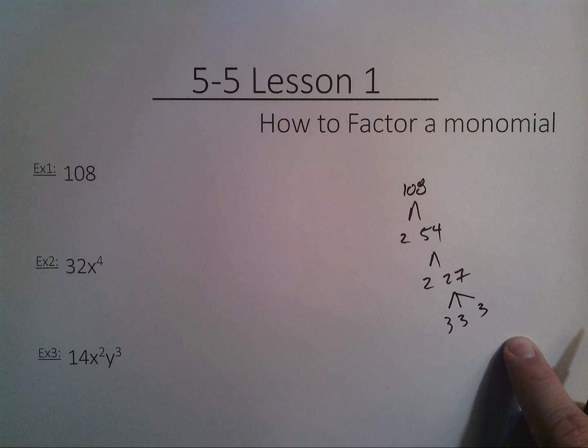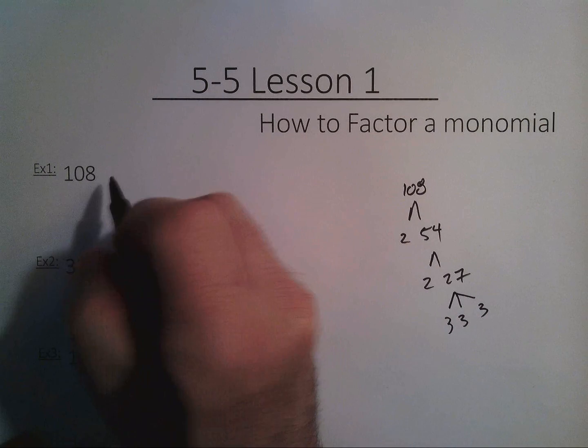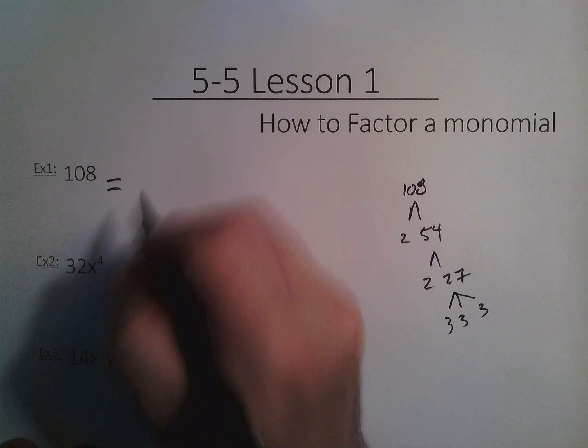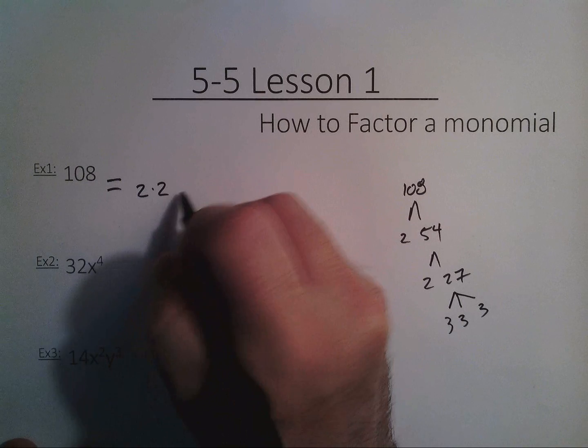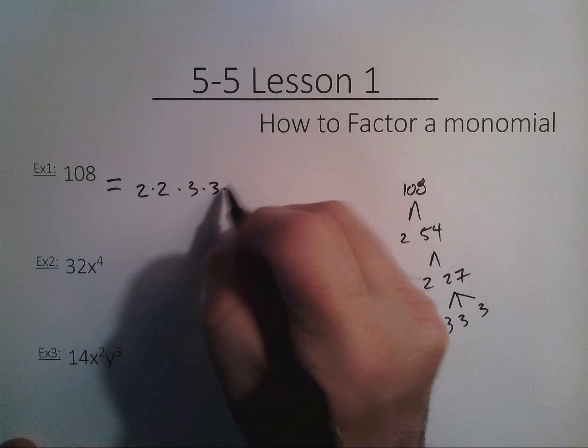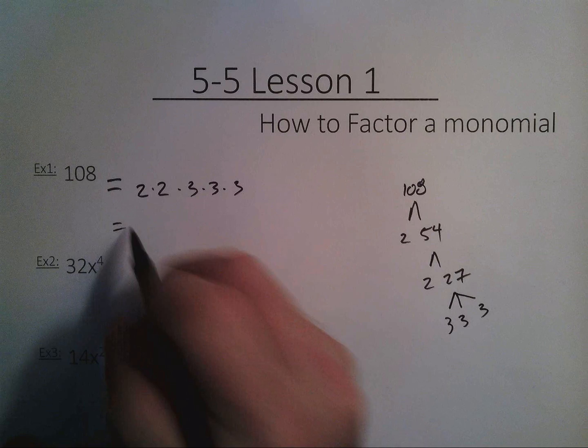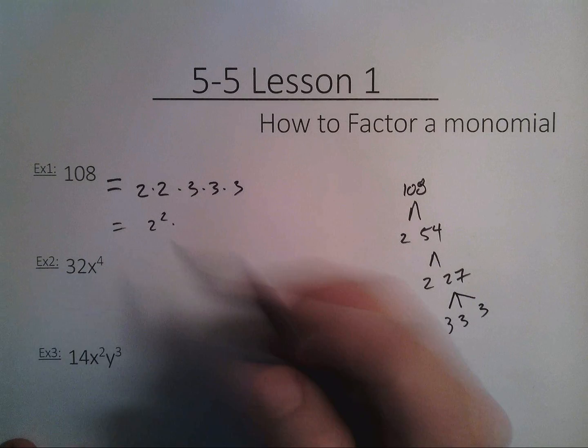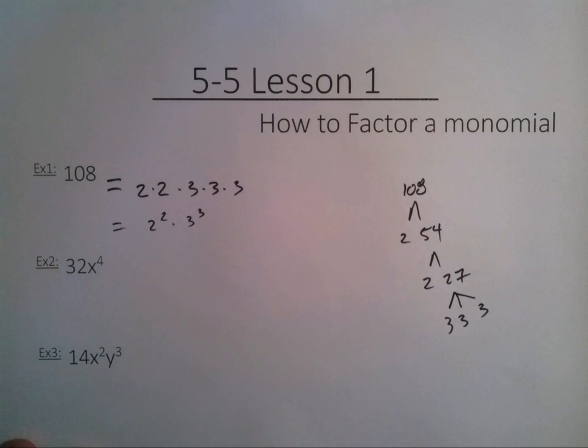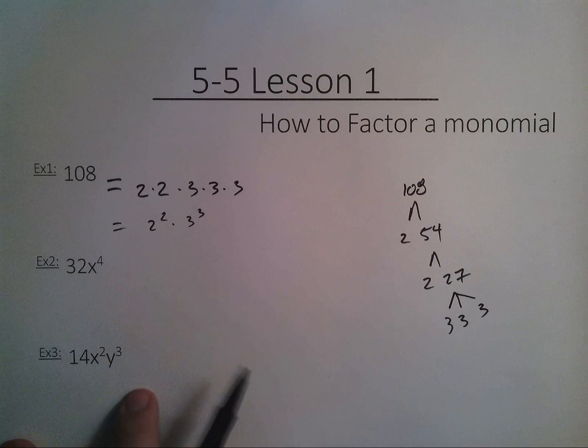If I'm going to factor it or prime factor it, I now know that 108 is equal to 2 times 2 times 3 times 3 times 3. And if I write it in exponential form, it's 2 squared times 3 cubed. Now, I'm still going to do these other two.